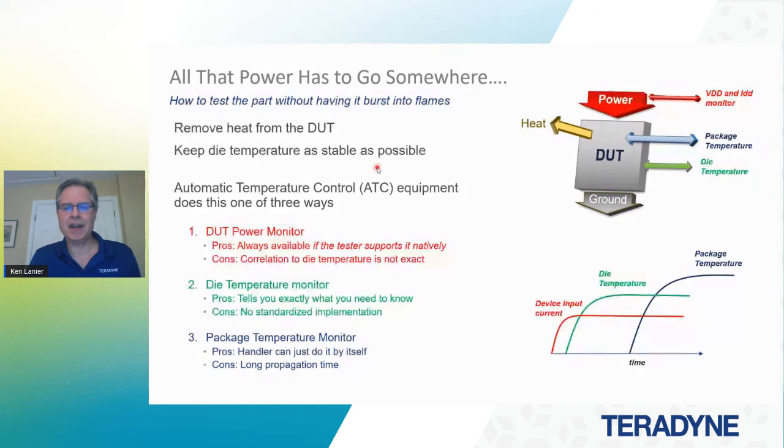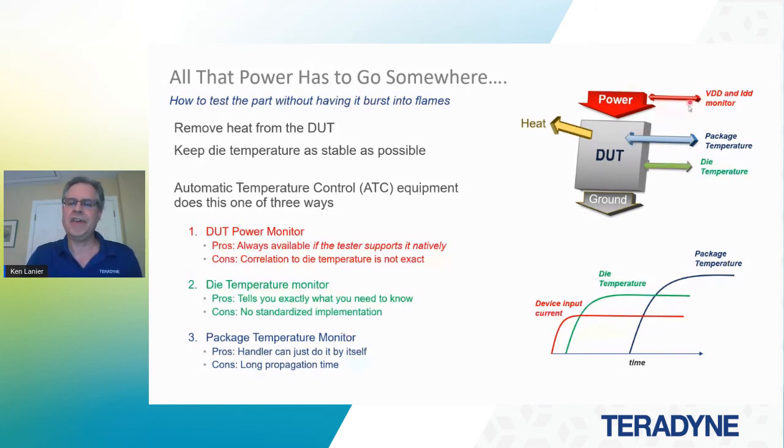So they kind of come in chronological order, if you will. The first thing you could do is monitor the power going into the device. If you had signals coming out of the tester that were proportional to both the VDD and the IDD, an external power automatic temperature control unit could multiply the two numbers together to get a power, monitor when the power goes up, and increase the cooling.